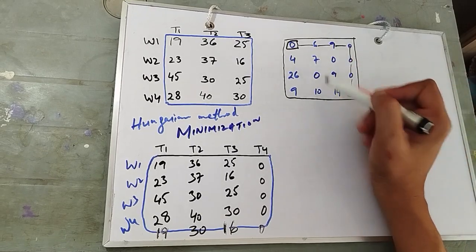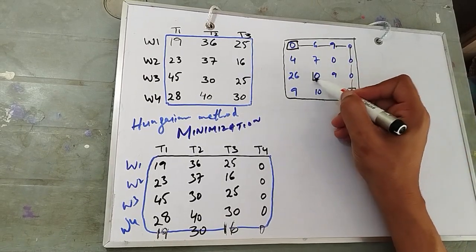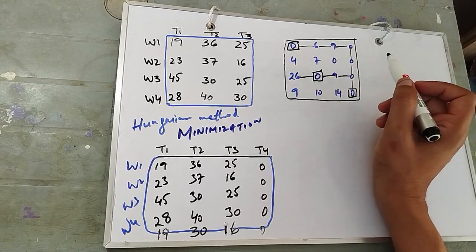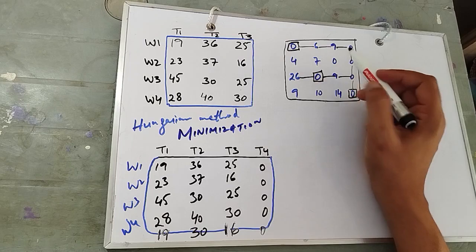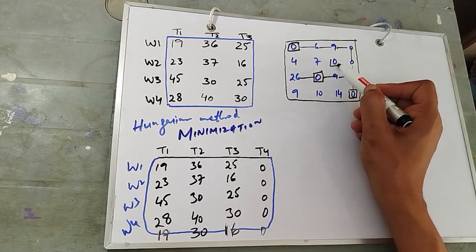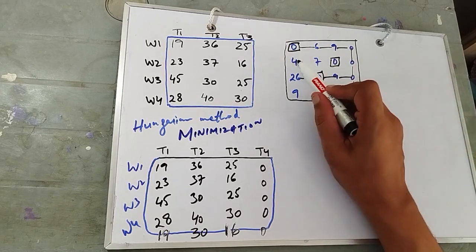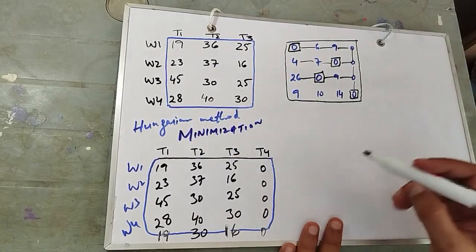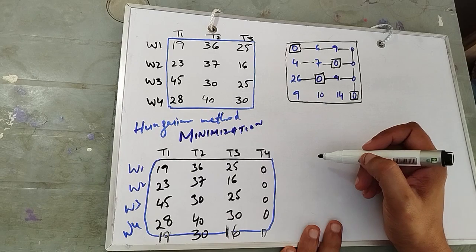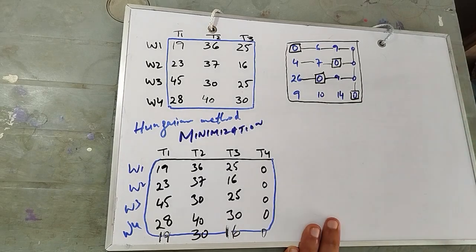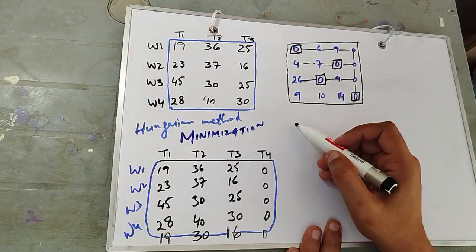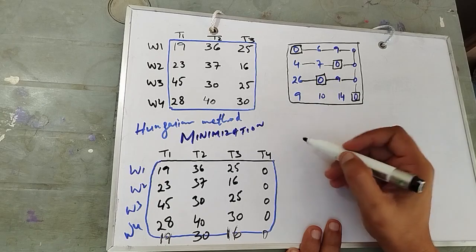In the next, how many zeros do we have? 1. We will cut the row. In the next column, how many zeros do we have? 1. So we will assign this and cut this. So you see, this is our solution. How come? Because we are able to assign all of the 4 tasks to all of the 4 workers.